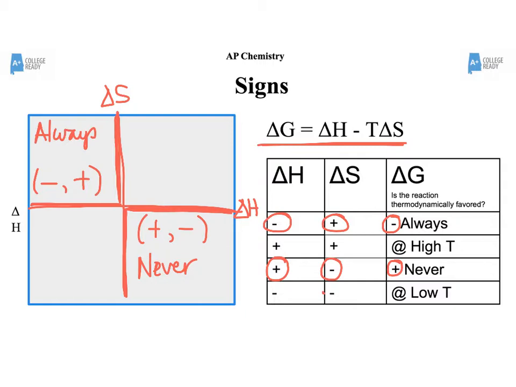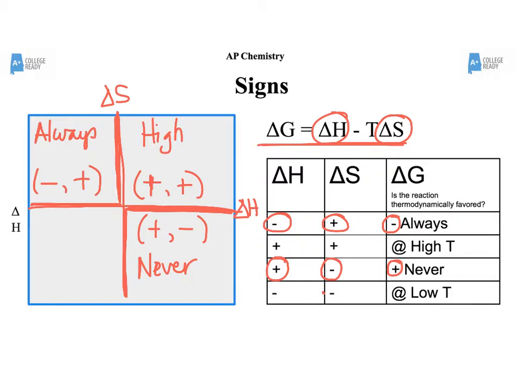All right, what about the two other quadrants that are left? In this quadrant, delta H's are positive, delta S's are positive, and if you plug a positive delta H and a positive delta S, what's it going to depend on? It's going to depend on the temperature. So when is this thermodynamically favored? At high temperatures. Well, what's considered a high temperature? Well, it depends on the reaction. It's relative to the reaction.